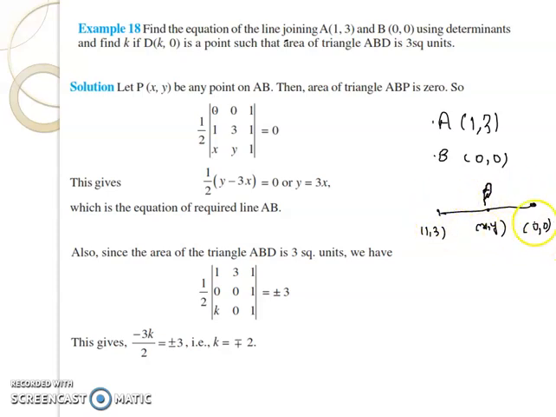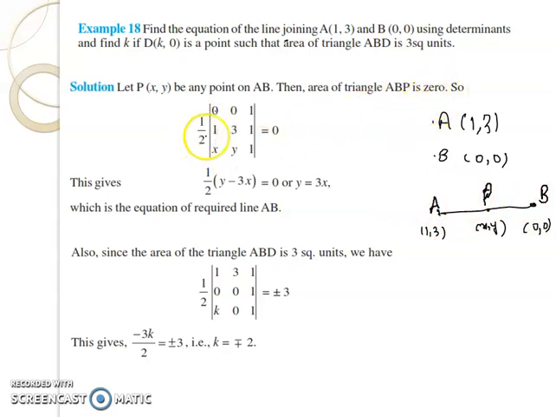Now if I consider that the 3 points are forming a triangle A, B and P, then the area of this triangle will be 0 because there is no region occupied by the 3 points. The area is 0 and I will be using this formula to calculate the equation of the line. So let P (x, y) be any point on AB. Then the area of triangle ABP is 0.